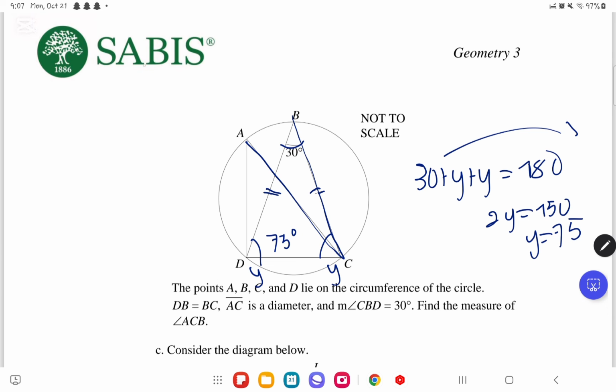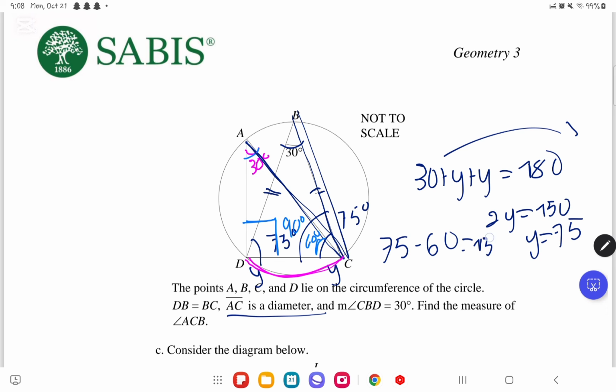And definitely, since angle A and angle B intercept the same arc, they're gonna be equal. So over here, this is 30 degrees. And actually, to be honest, look, they told us AC is a diameter. That means this over here is 90 degrees. So if this is 30 and this is 90, this leaves us with 60 degrees over here. And we know that all of this is 75 degrees. So 75 minus 60, we get the angle of ACB, which is 15 degrees.